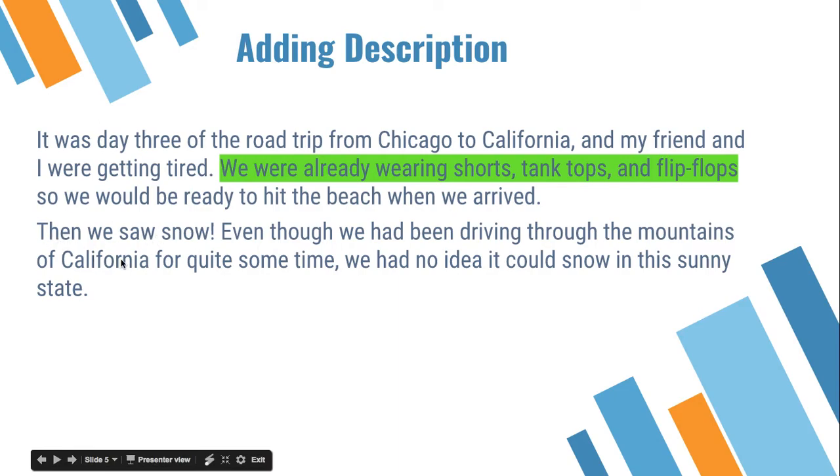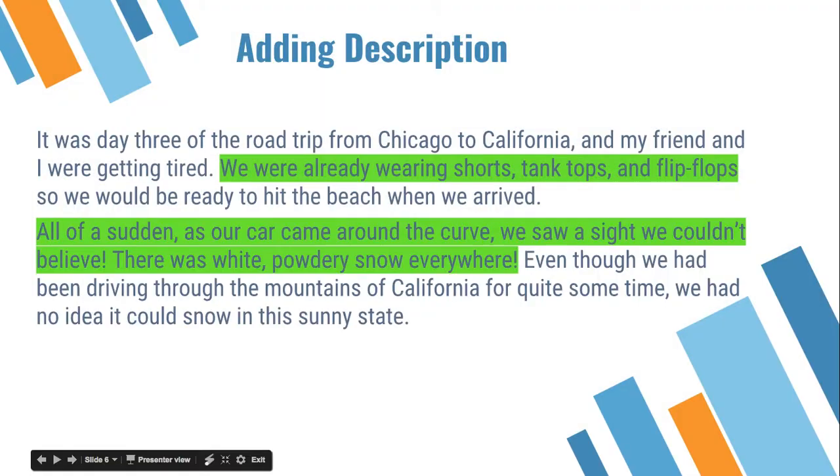Down here I said, then we saw snow. That's an okay picture in my mind, but I can make it stronger by adding in some more description. I added in, all of a sudden, as our car came around the curve, we saw a sight we couldn't believe. There was white, powdery snow everywhere. So here I'm being very specific about what's going on in my story, and about how I'm describing the snow. This is going to help my reader picture what I'm talking about.